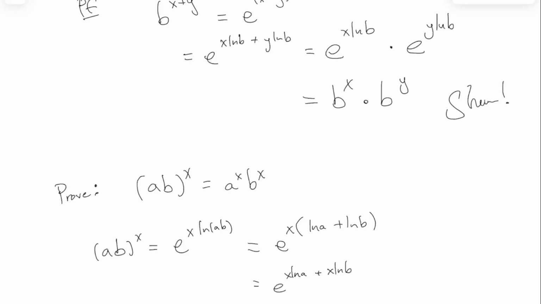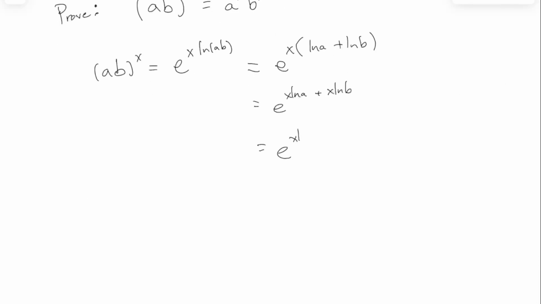Where do we go from there? Anybody work this one out? What did you do next? You do e to the x ln a times e to the x ln b. Actually, it's the same rule that I did up here, right? When you have addition inside the exponent, you split it up into multiplication. So e to the x ln a times e to the x ln b. And then what is that? This actually is what we're looking for, right? e to the x ln a, that's the definition of a to the x. And e to the x ln b is the definition of b to the x. Great.